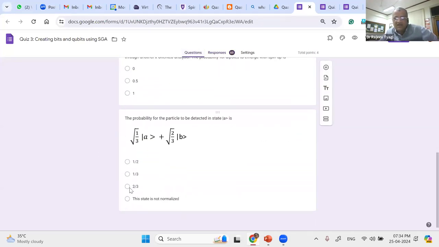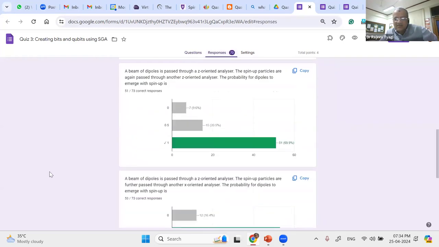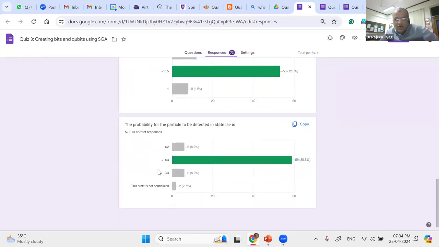No, that's all right. I have put it 1/3. I thought that because I have written here root 1/3, the probability is the square of this number, and so the answer is 1/3. And most of you have got it right.